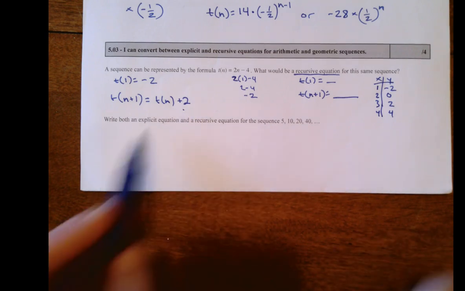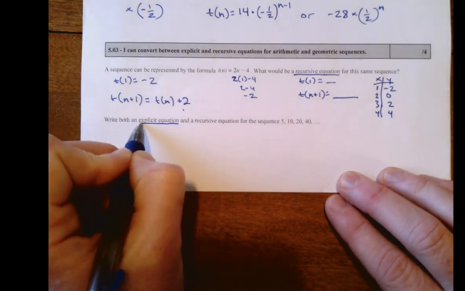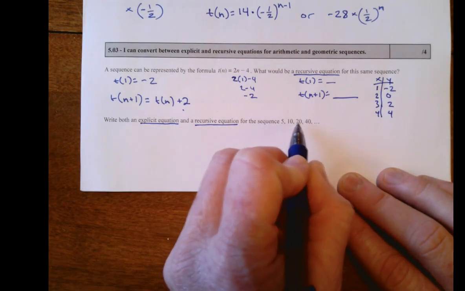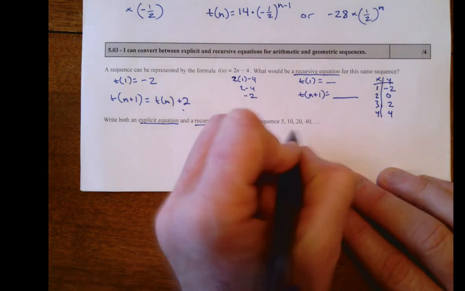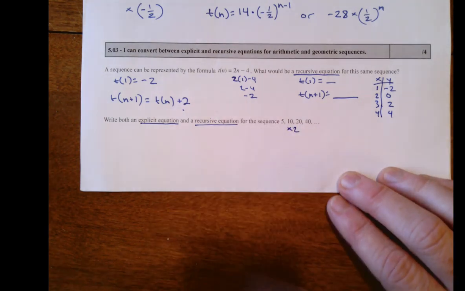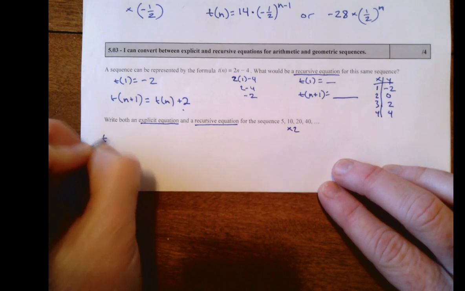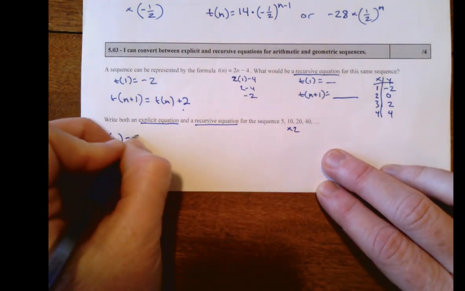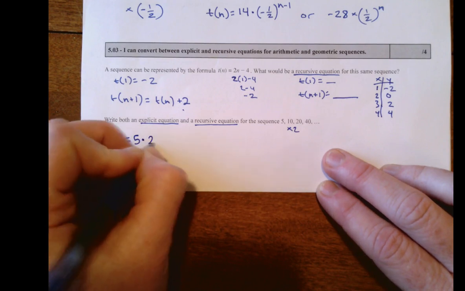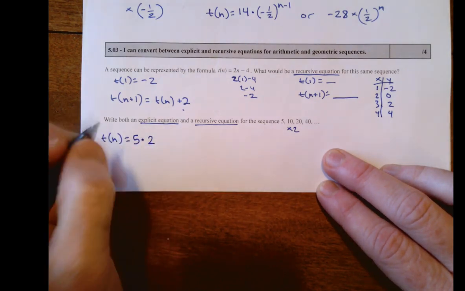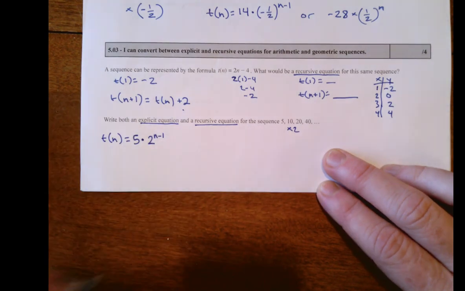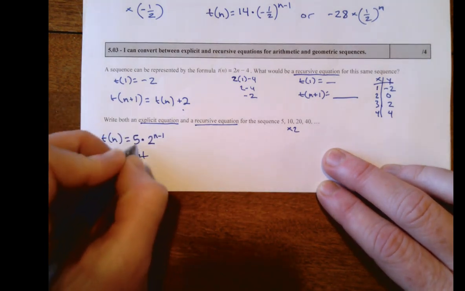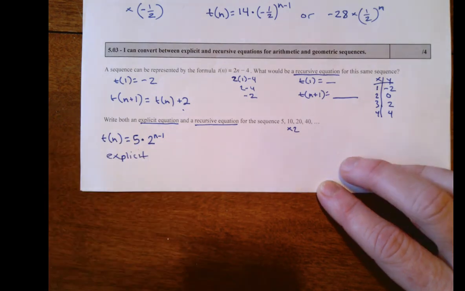Now this next one, we want both an explicit equation and a recursive equation for the sequence. So what's happening here? It looks like we're multiplying by 2, right? So our explicit equation is the first term times 2, the common ratio, to the n minus 1 power. So this is the explicit. First term times the common ratio to the n minus 1 power.